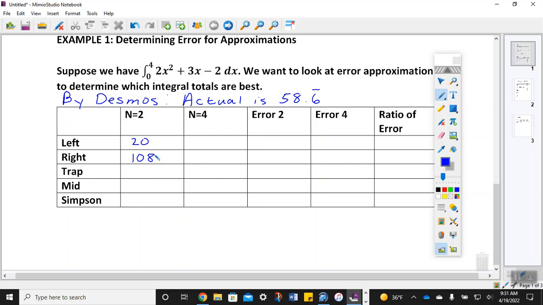See if trapezoid kicks out 64 on that calculator. Is it 64? Yeah, 64. Okay. Now, my question here is this: is anybody willing to type in the midpoint rule for me?